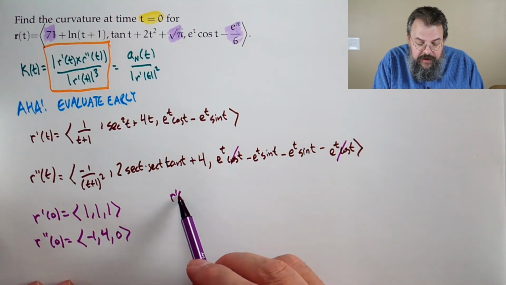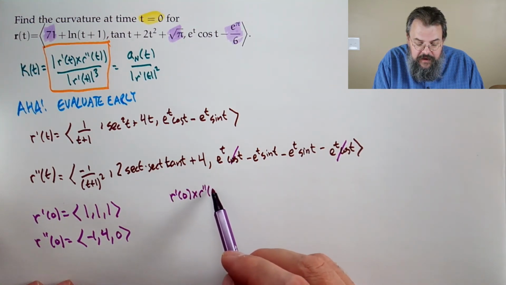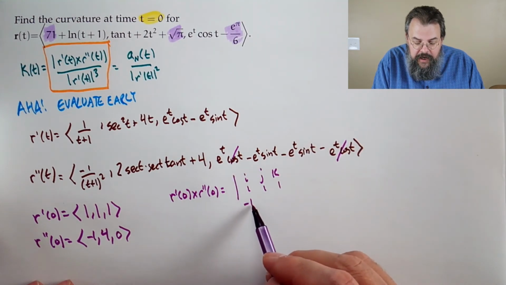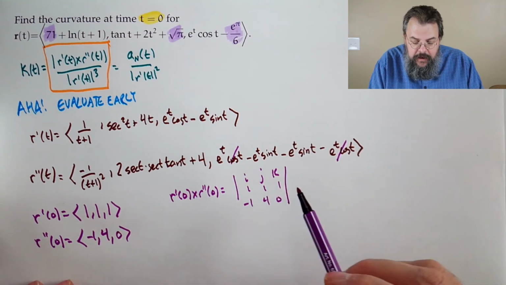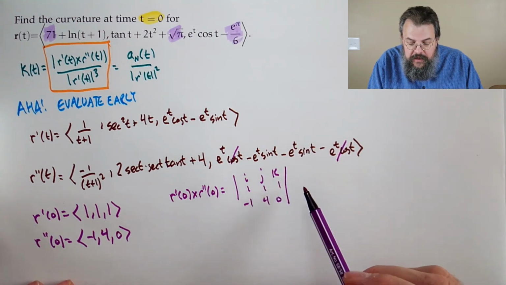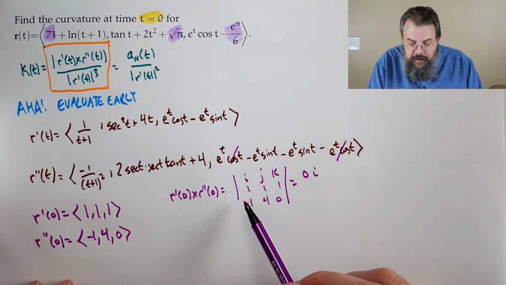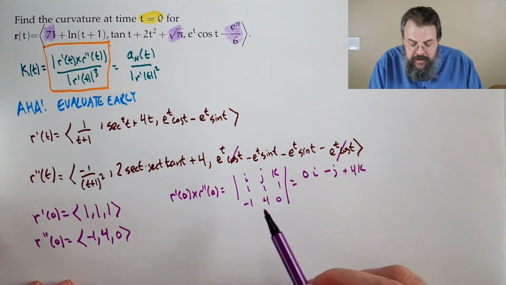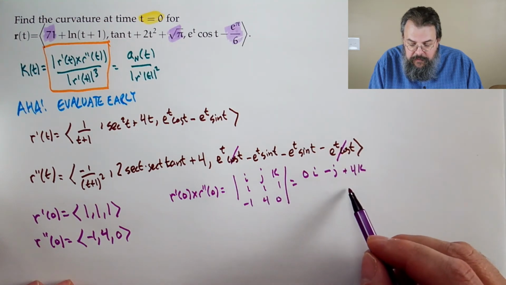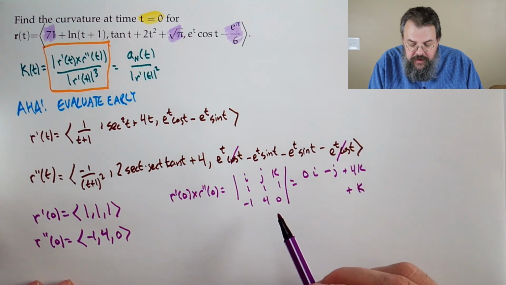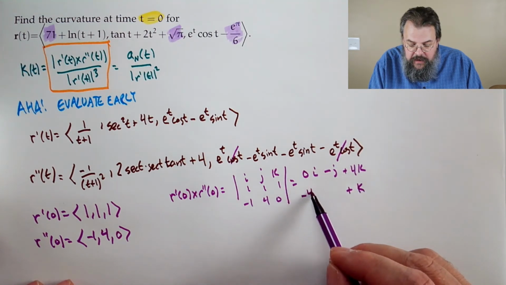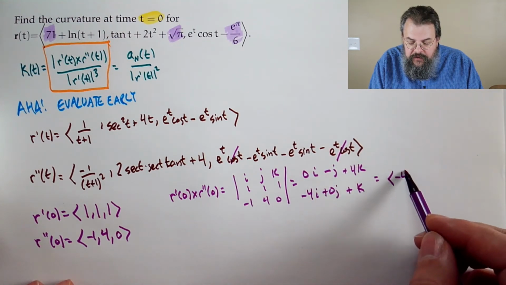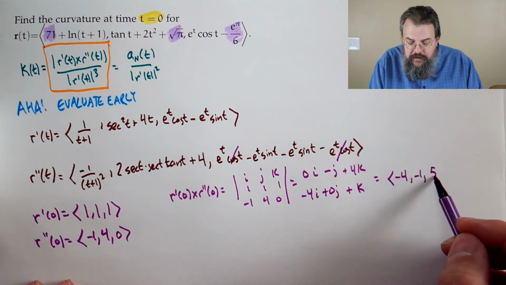Okay, how about r prime of 0 cross r double prime of 0? All right, i, j, k, 1, 1, 1, minus 1, 4, 0. We're going to get 0i. Then we're going to get minus j. And then we're going to get plus 4k. Then we're going to subtract minus 1k, so that becomes a plus k. And then we're going to subtract 4i and add 0j. So we're getting minus 4, minus 1, 5.